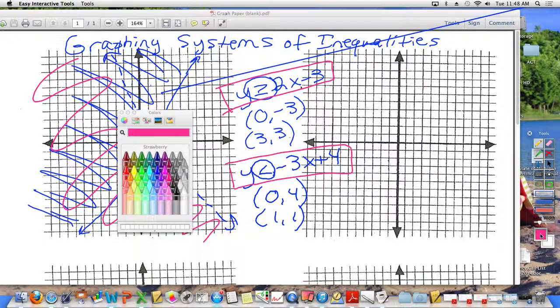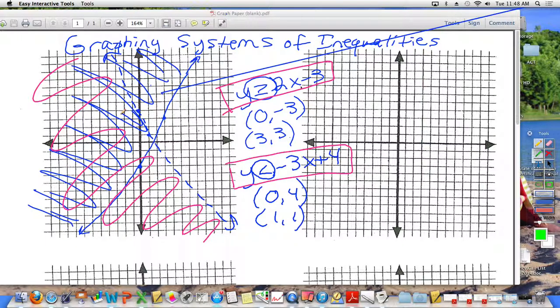So what I'm going to do now is shade it in green. The part that is shaded in both pink and blue is the region that I am outlining right here. And that is the part that you would need to shade in very, very dark. That is the part of the graph that you were talking about.